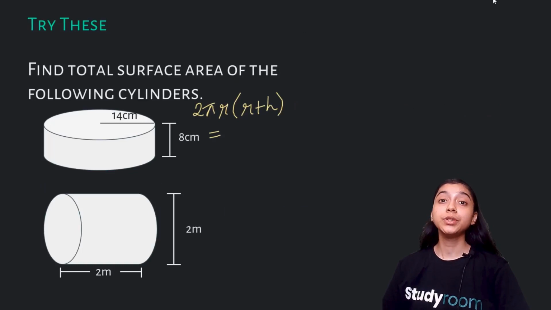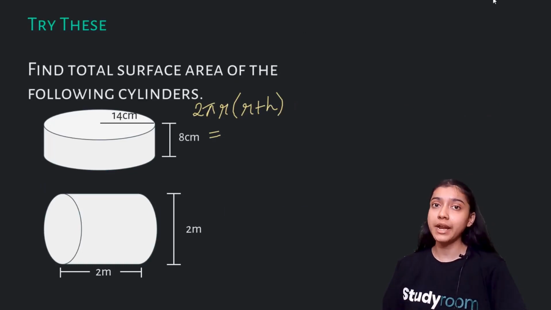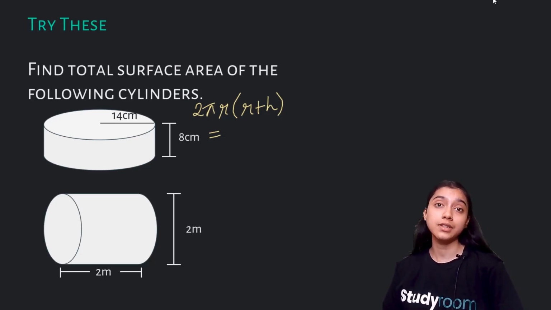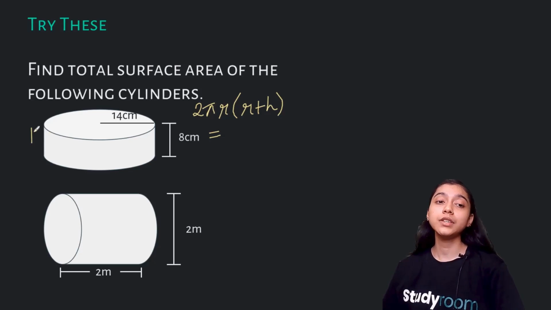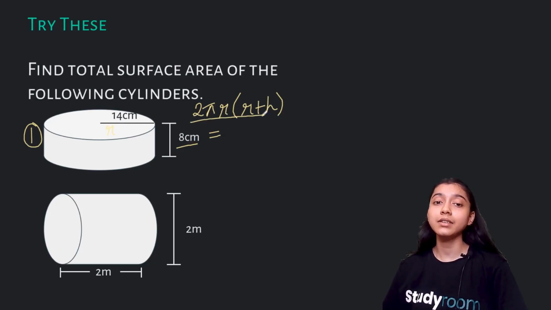Now that I have taught you the formula for the total surface area of a cylinder, that is 2 pi r within brackets r plus h, let us solve the total surface area of the given cylinders. The first cylinder that has been given to us has a radius of 14 centimeters and a height of 8 centimeters. We have to calculate the total surface area. So we will put the value of r equals 14 and h equals 8 in this formula of total surface area. So we get 2 multiplied with the value of pi, which is 22 by 7.